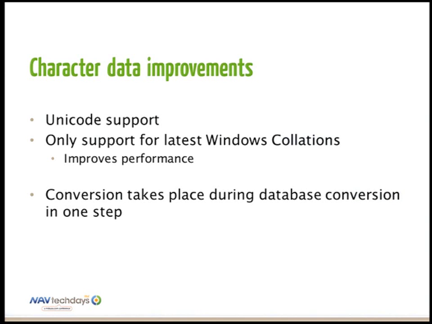This, of course, means that we need to convert all the data. This happens when you do the technical upgrade part of the upgrade. It's all done in one step. We both convert the collation to the new collation, and we convert to Unicode in one step. It will bring up a dialog basically suggesting the new Windows collation, and if you accept that, the conversion will take place.